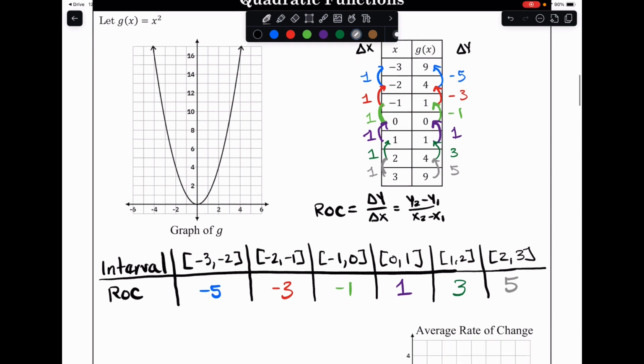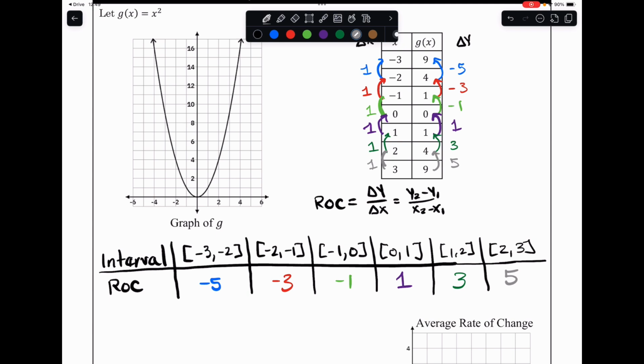Now the first thing that you notice is that the rate of change is not the same. The numbers are different. If we correlate to what we learned in the previous lesson, we see that these numbers are getting bigger: -5, -3, -1, 1, 3, and 5. That correlates perfectly to the idea that the graph concaves upwards, so it makes sense that this number would get bigger, as explained in the previous lesson.